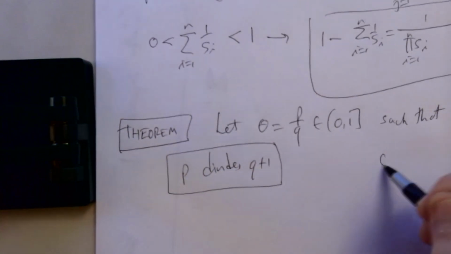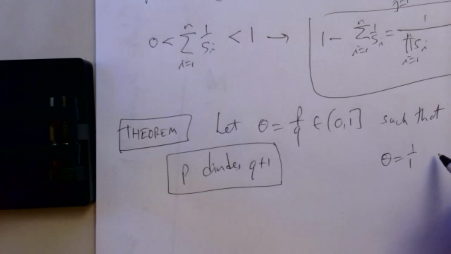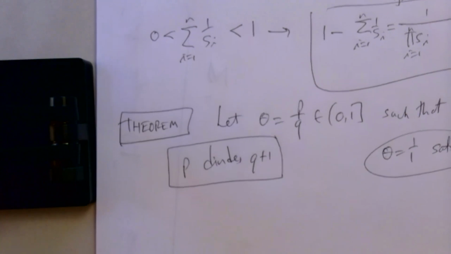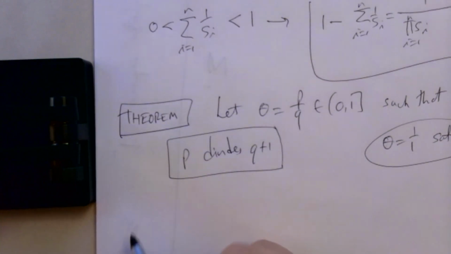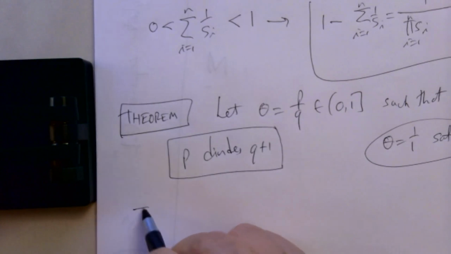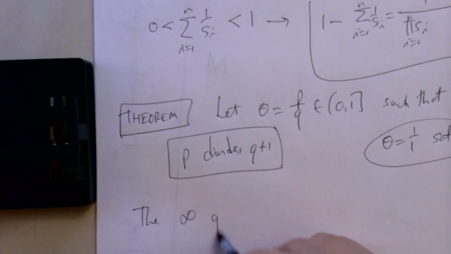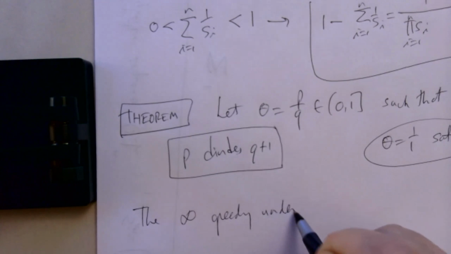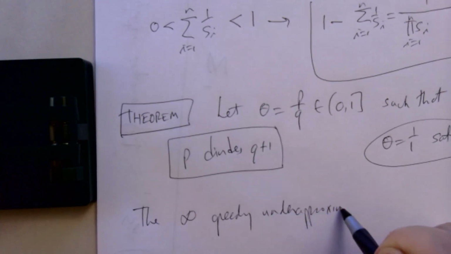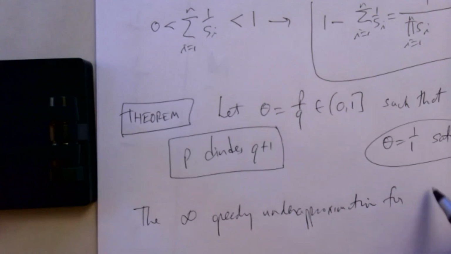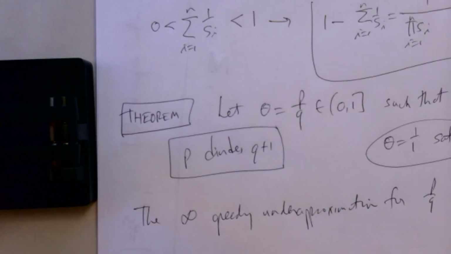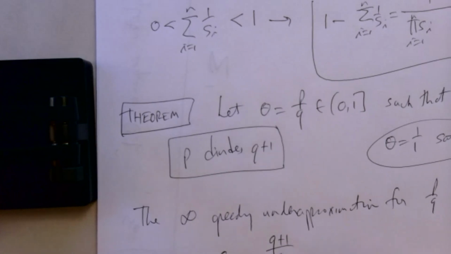So for example, theta equal 1 over 1 satisfies the condition. Then if you apply the greedy underapproximation algorithm, the infinite greedy underapproximation sequence for P over Q is defined by A sub 1 is equal to, let's see, P divides Q plus 1. So Q plus 1 over P is an integer.